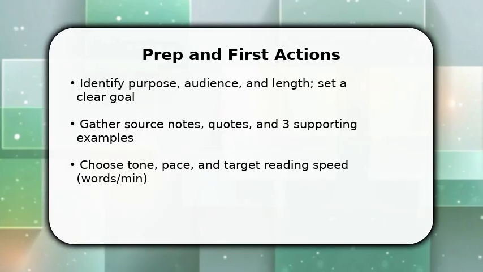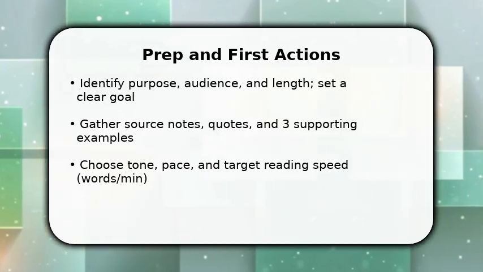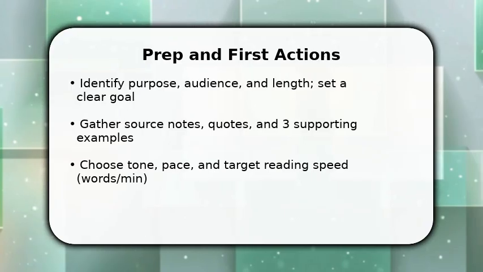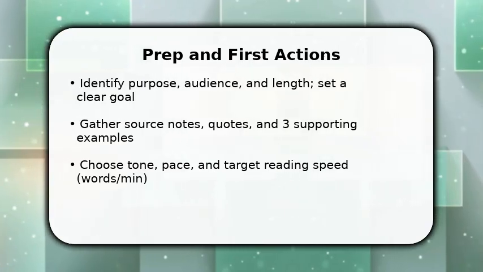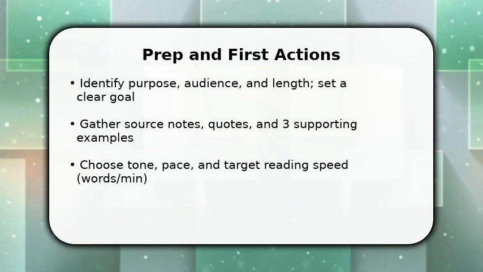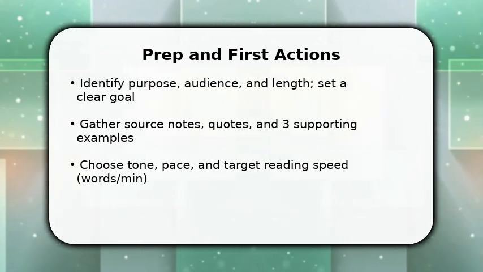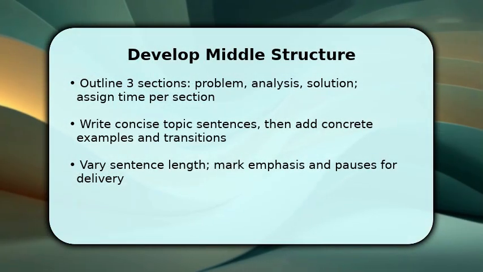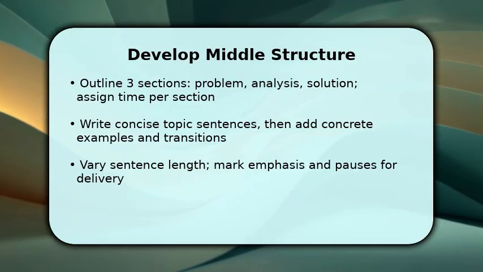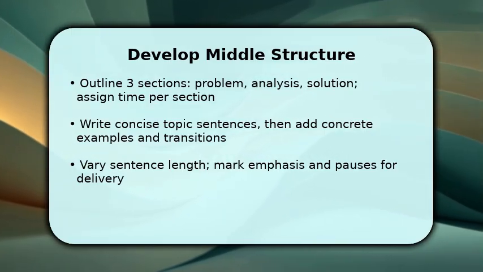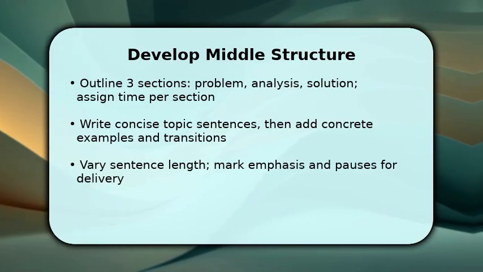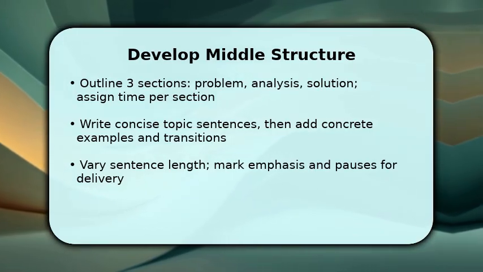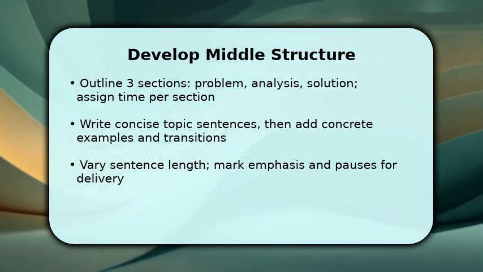Begin with a strong opening line that states the problem and promises value, because early clarity keeps listeners engaged and informs how you shape each subsequent sentence. You now build the spine, divide content into 3 clear sections, and assign approximate time to each, which prevents drift. Once that's set, write tight topic sentences and follow each with a concrete example or datum to support it.